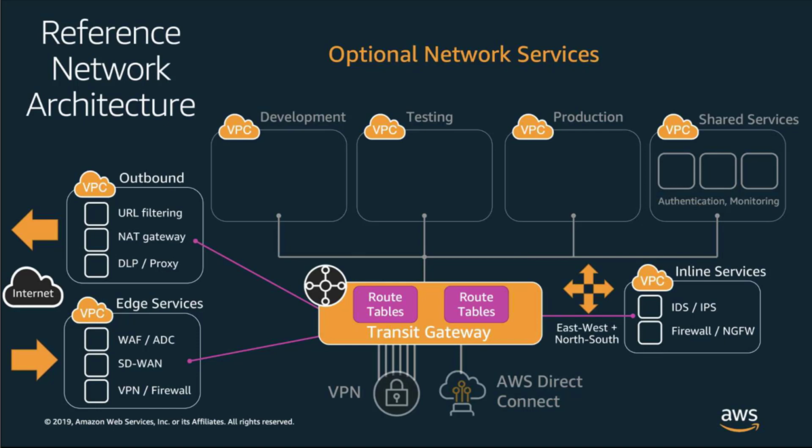And we could also do inline services. So this is kind of interesting here, being able to do firewalling, putting in a next-gen firewall, doing IDS, IPS, and we can inspect east-west and north-south traffic, which is pretty powerful because this becomes much more difficult to do without something like a Transit Gateway in the mix to facilitate this type of connectivity and routing of traffic.